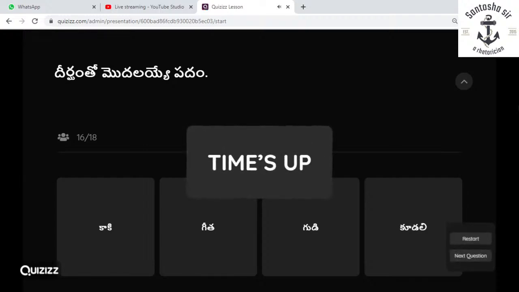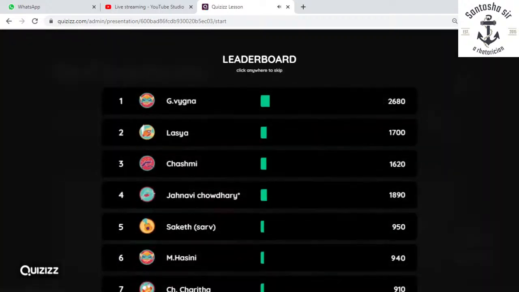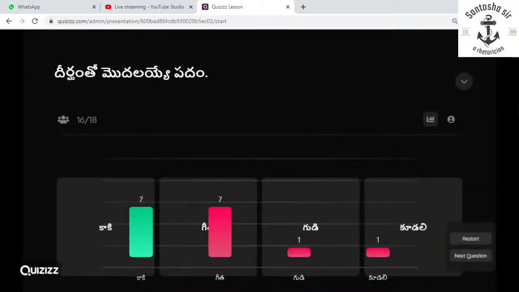There ends the time. 16 members were able to answer within the time frame out of 18 participants, and there is a lot of change in the leaderboard score. You can always check the leaderboard score on the given YouTube link. Now coming to this Dirgamto Modalaye Padam, 7 members answered it as Geeta. See, the question is Dirgamto Modalaye Padam, not Gudi Dirgam. In Geeta you have it as Gudi Dirgam, but it's only started with Dirgam. That means Kaki is the right answer. So moving on to the next question.